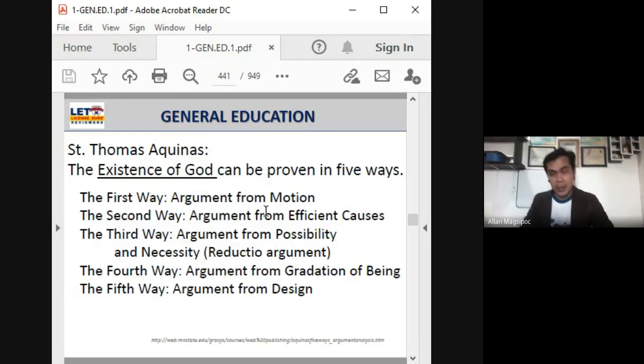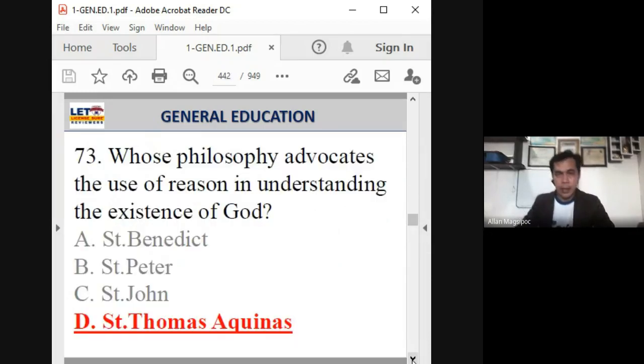We will not discuss each of these arguments. Basta sinasabi ko sa inyo, ito yung mga arguments na sinasabi ni Thomas Aquinas para ma-prove using reason or argument that there is a God. So this is based on a .edu source. Kung mag-search kayo, 5 arguments to prove that God exists.